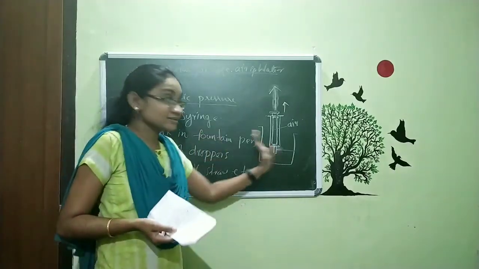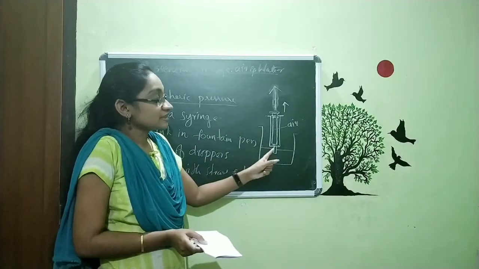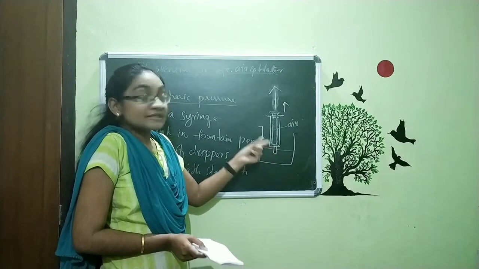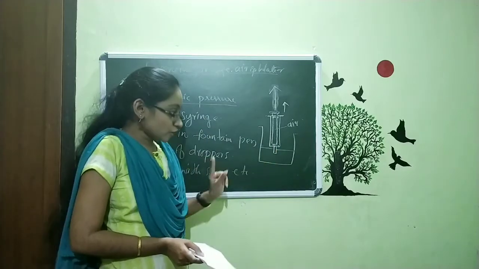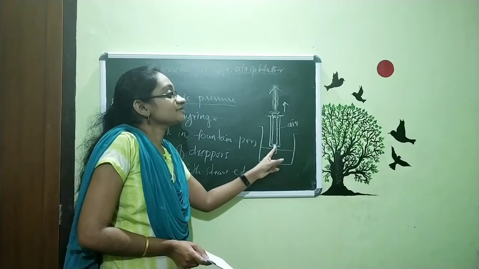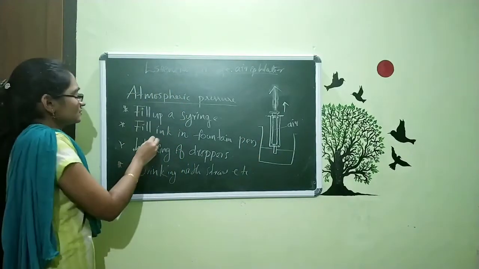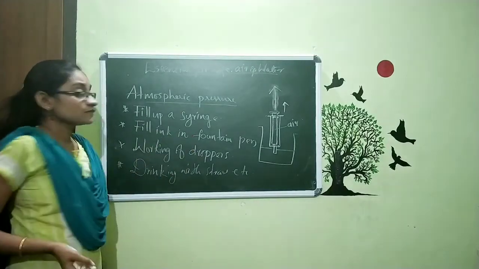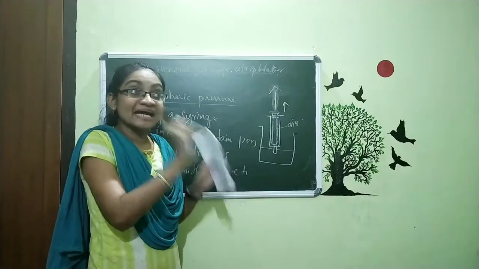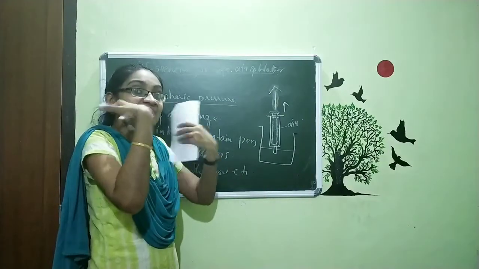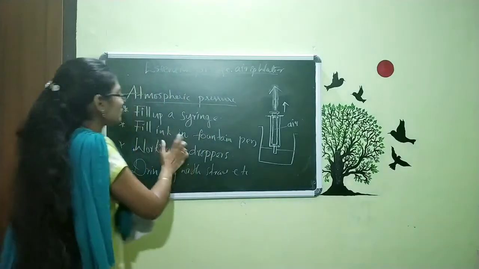That means when we are pulling the syringe, what happens? The pressure is less inside the syringe, so the water enters it. That's happening. No need of studying that. Next, filling ink in a fountain pen. The same thing happens. When we are pressing, the air inside the tube escapes out, and that is how ink gets into the fountain pen.